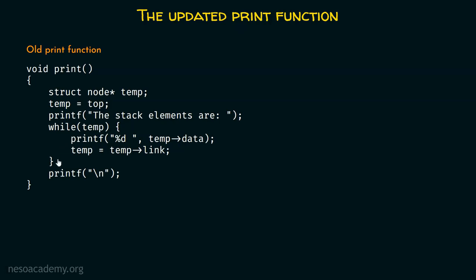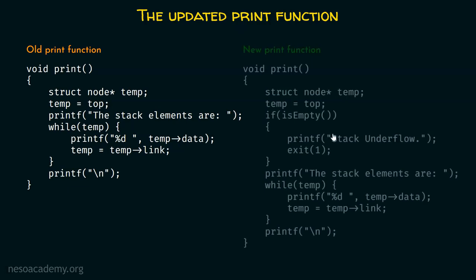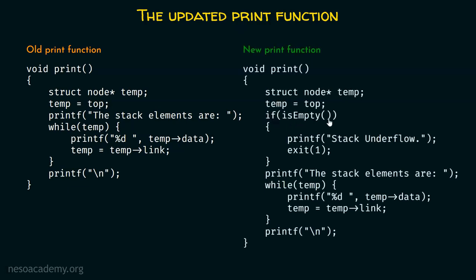That's why this while loop is added. We are aware of this print function already. We have seen this in our previous presentation, right? This is the old print function, and here we can add this piece of code, that is, if stack is empty, then print stack underflow and exit with exit failure status. This is the new print function, right?